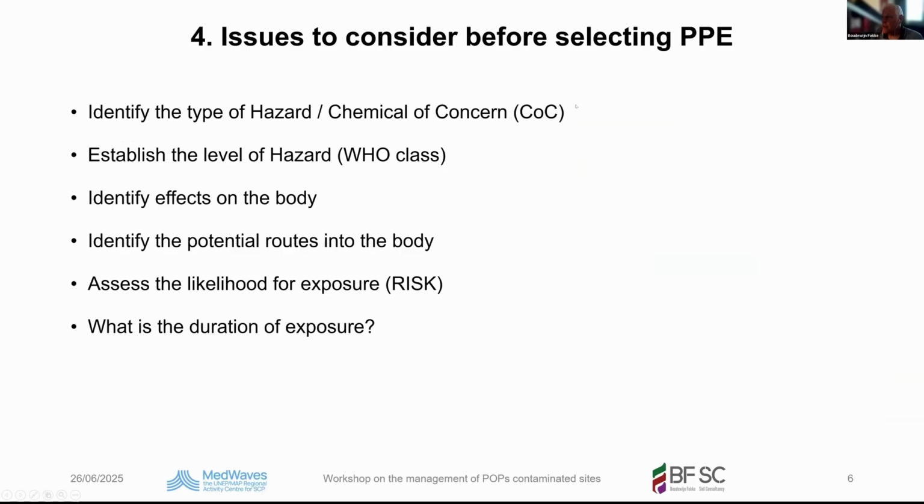Issues to be considered before selecting the personal protective equipment. Identify the type of hazard or the chemical of concern. Establish the level of the hazard. Identify the effects on the body. Identify the potential route into the body, assess the likelihood of the exposure, the risk, and what is the duration of the exposure. These are all elements to be considered when selecting the PPE.